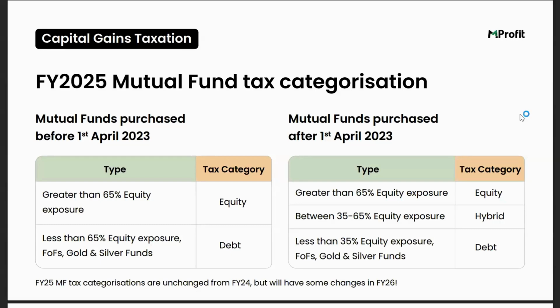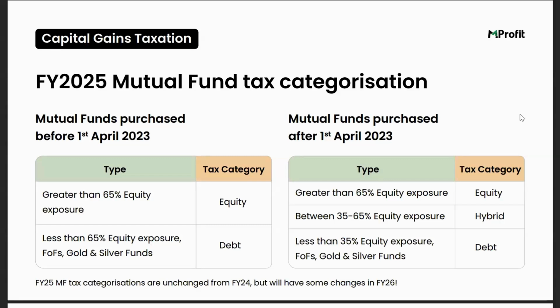If the equity exposure is less than 35%, or if it is a fund of fund, or if it is a gold or a silver mutual fund, it will be categorized as a debt mutual fund. So if any mutual fund is purchased post 1st of April 2023, there are three categories: equity, hybrid, and debt.